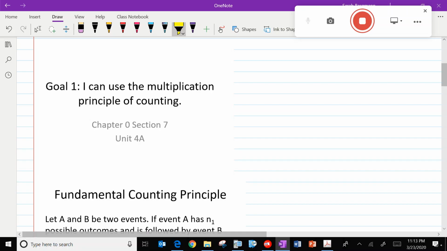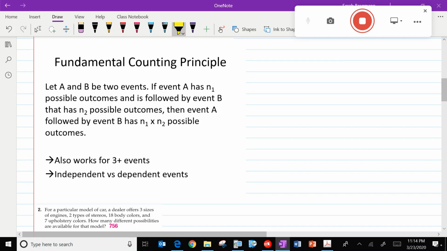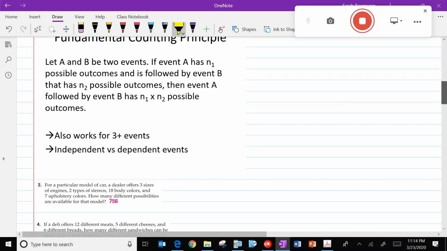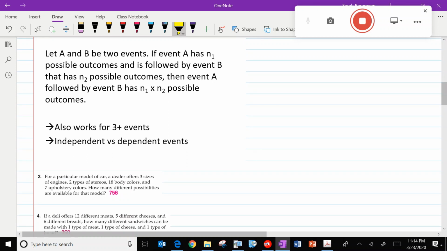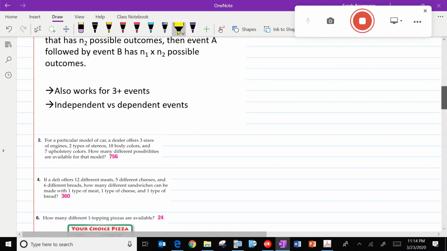Okay, so yesterday you started out by reading about using the multiplication principle of counting in Chapter 0, Section 7. I just want to review that with you really quick. Basically, this is saying that if you have 2 or more events, you can figure out how many total outcomes there are by multiplying the number of possible outcomes for each event. So it doesn't matter, you can have 3 or more events, even just 2 events, this will work, and you multiply how many outcomes or choices there are for each event together to find the total number of possible choices or outcomes.